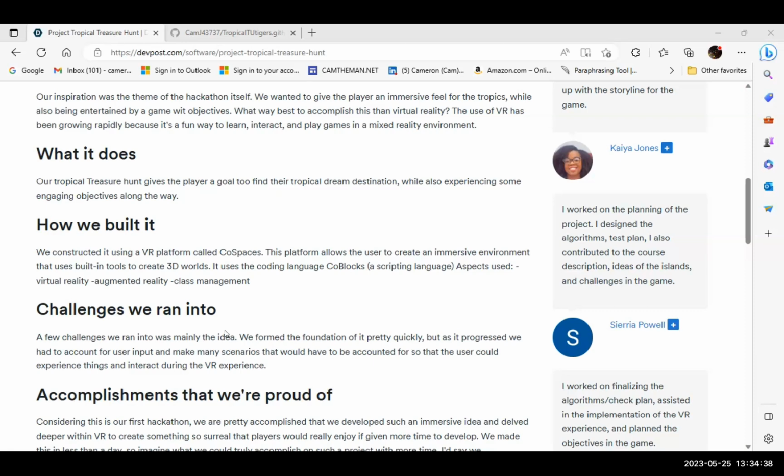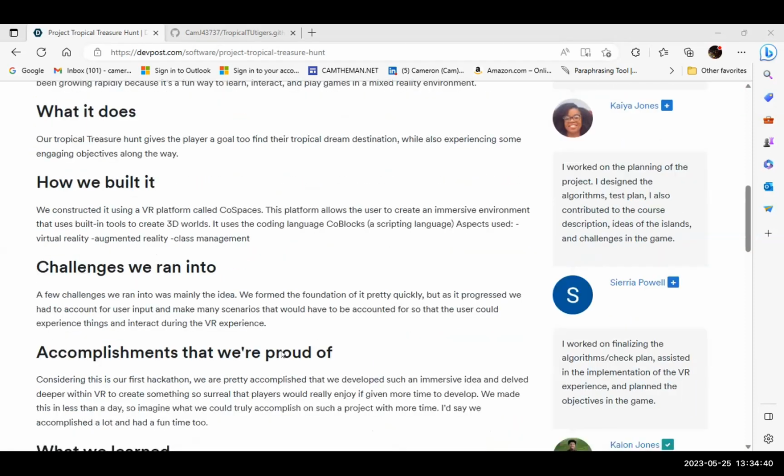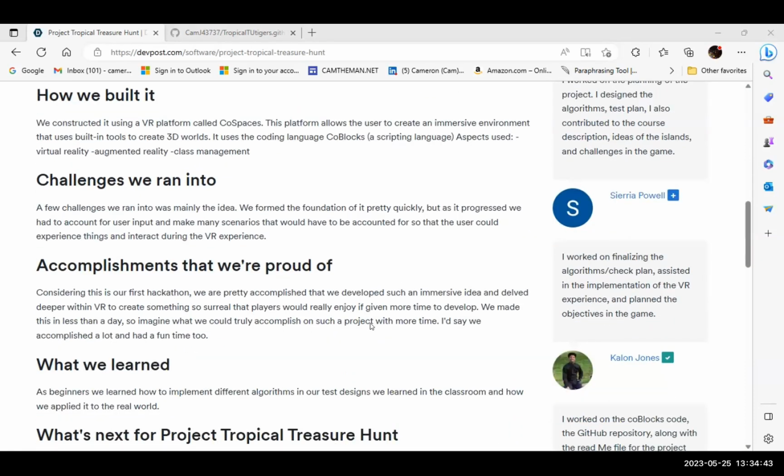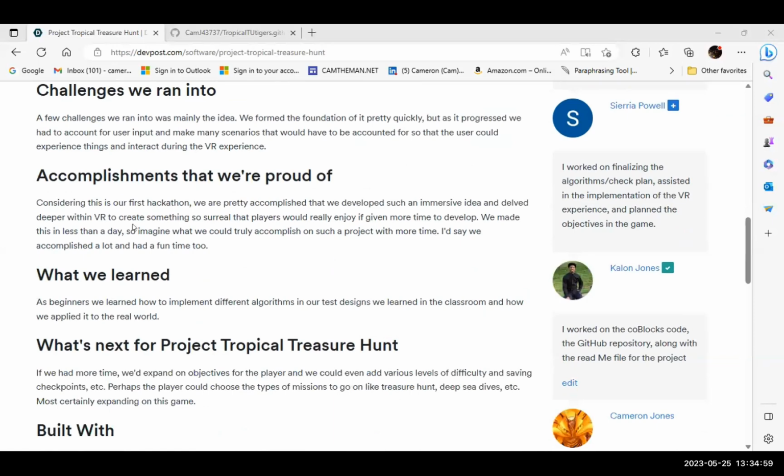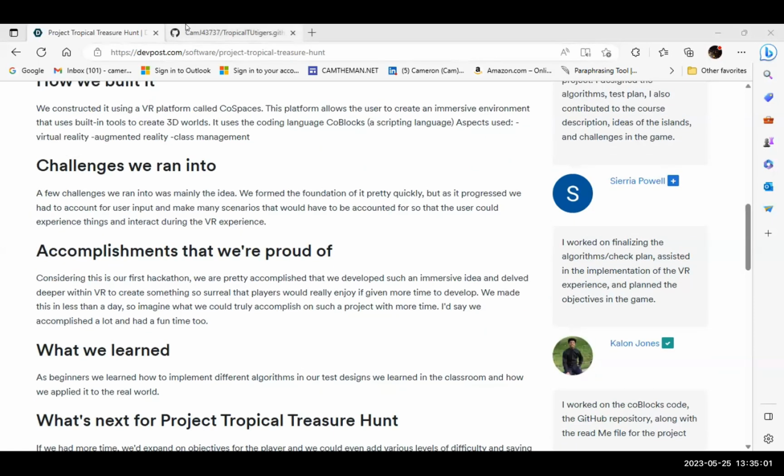But we got past it. And some of the accomplishments we were proud of is that we were able to do this. I guess technically they gave us 24 hours to work on it, but it was actually less than 24 hours because during the hackathon, we had a bunch of events that we would go to. We met a bunch of companies and just played a lot of games.